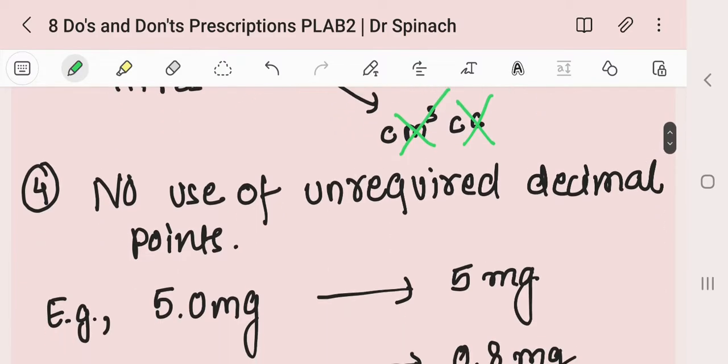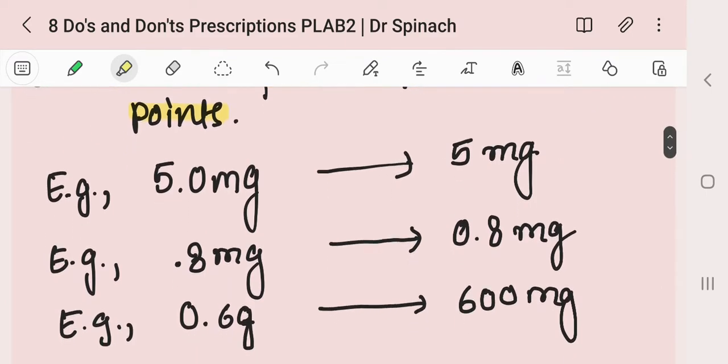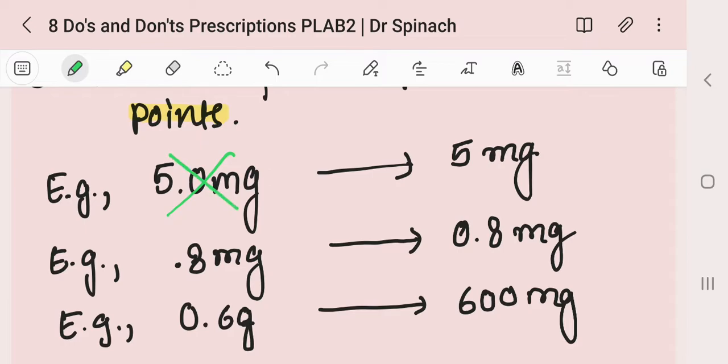Now, the next thing is you should not use decimal points unnecessarily. So no use of unrequired decimal points. Now let's take an example. If you have to give 5 milligram of a drug, then you should not write it as 5.0 milligram. Rather, you should write it only as 5 milligram, because this can create confusion. Maybe the person who's giving the drug to the patient may think that this is 50, or maybe you forget the point. Who knows that, right? So that is why this is not allowed. This is the way you should write it.